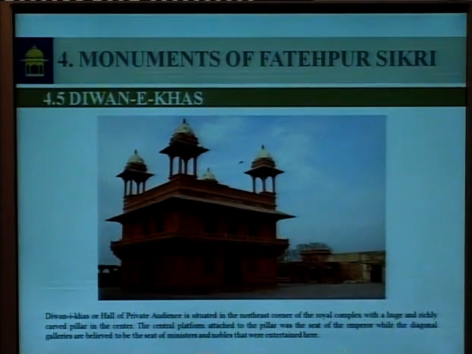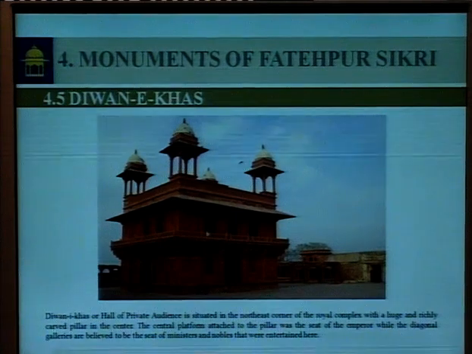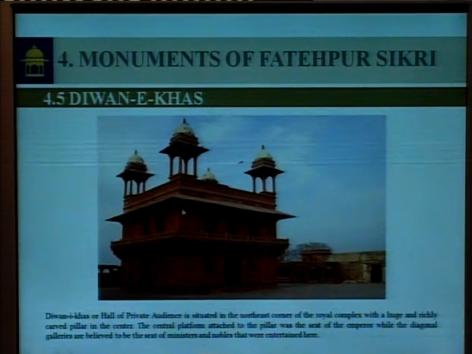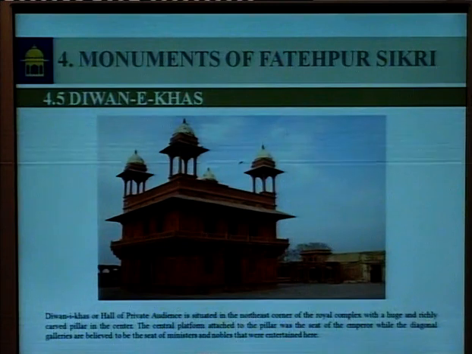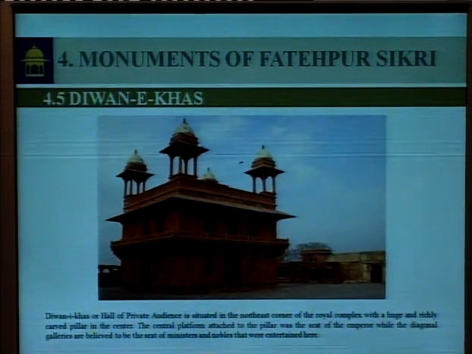Again a view of the Diwane Khas, or the hall of private audience, situated in the northeast corner with a huge and richly carved pillar in the center. That is what I want to tell you now: inside this building in the middle there is a pillar which is intricately carved, and on top of this pillar, which is 1 story high, the emperor used to sit himself, and the council of ministers used to sit on the corners. I'll just show you the next slide. The central platform attached to the pillar was the seat of the emperor, while the diagonal galleries are believed to be the seat of ministers and nobles that were entertained here.